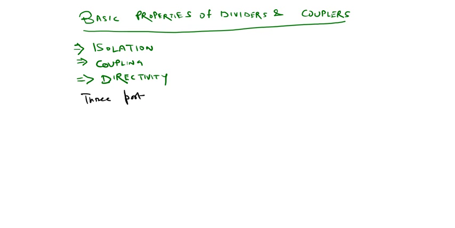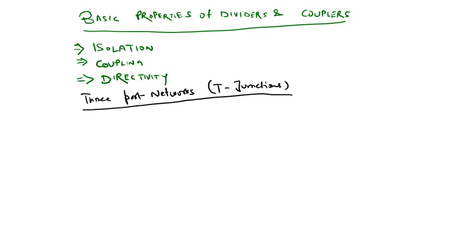Three-port networks are also called the T junctions. So the simplest power divider is the T junction. First keep in your mind that the simplest power divider is the T junction.